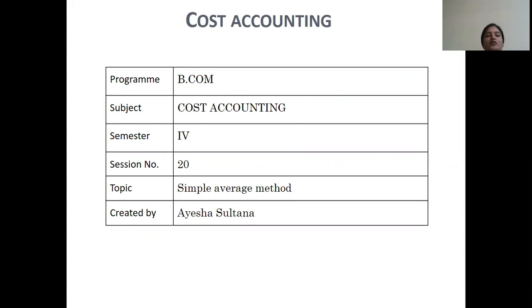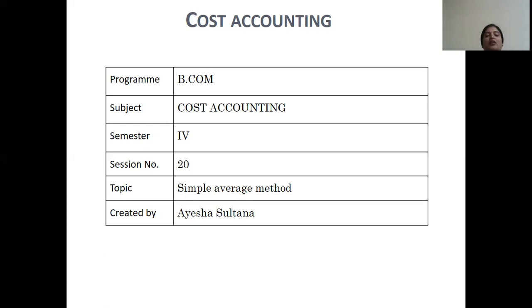Today we are moving to session number 20, Simple Average Method. Let us know what exactly the meaning of Simple Average Method is. In this method, price is calculated by dividing the total of the prices of the material in the stock from which the material to be priced could be drawn by the number of the prices used in that total.